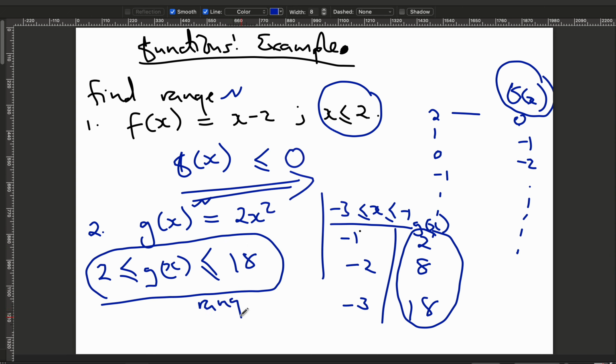I hope you understood how this is working out. So I'm going to be sending you a related kind of exercise pertaining to how to calculate the range.